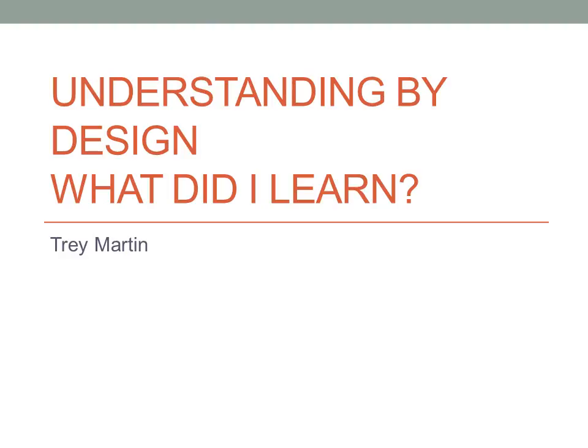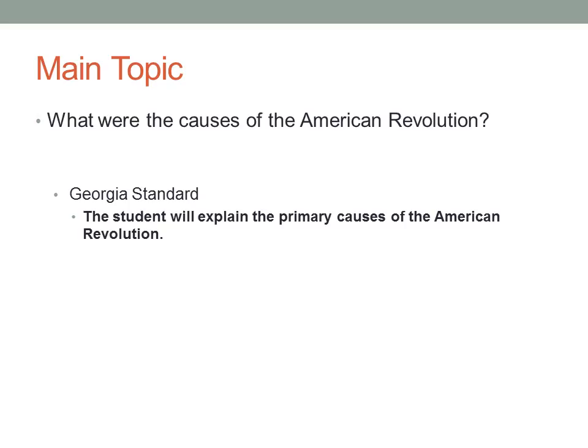What did I learn over the UBDs? The main topic of this was what were the causes of the American Revolution. My standard was SSUSH3, and it said the student will explain the primary causes of the American Revolution.